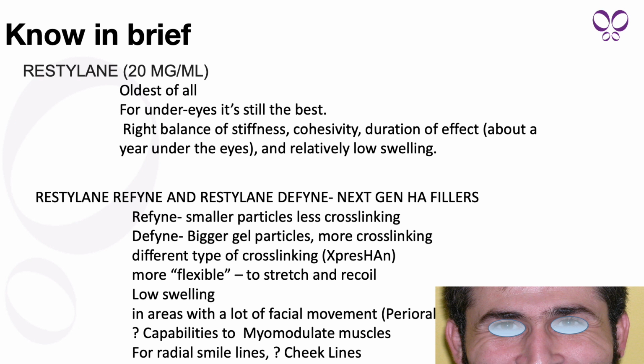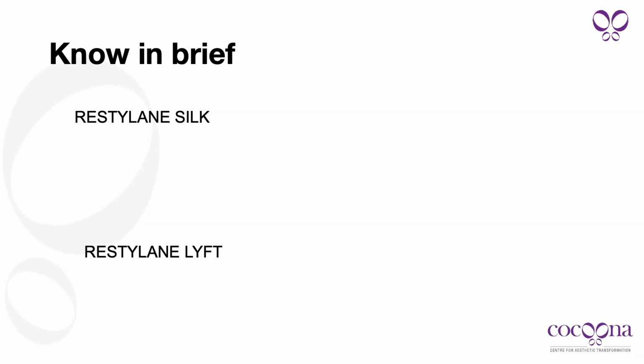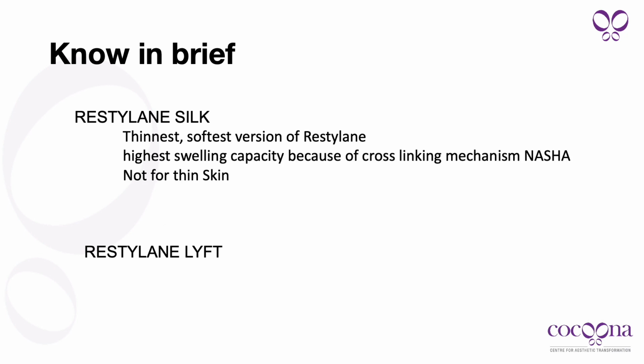And even on the cheek lines, people who have a lot of radial cheek lines, you can improve with Restylane Refyne, and that reduces the dynamic cheek lines. Then they have Restylane Silk and Restylane Lyft. Silk is the thinnest and softest version of the Restylane, but it does have higher swelling capacity because of the cross-linking mechanism, so it's not so good for thin skin.